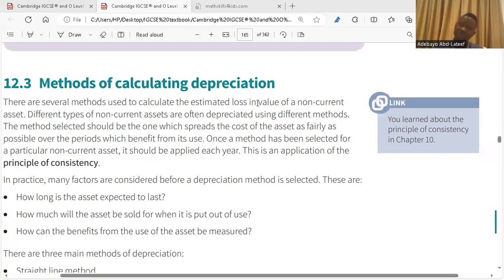Do you remember the principle of consistency? We talked about the accounting concepts and conventions. We talked about prudency, we talked about matching concept, we talked about entity, we talked about consistency. This is consistency. Choose a method that suits your financial statement, and as soon as you choose that method, continue to use the same method. Don't switch methods. That is consistency in the accounting world. So that is what we have to apply here.